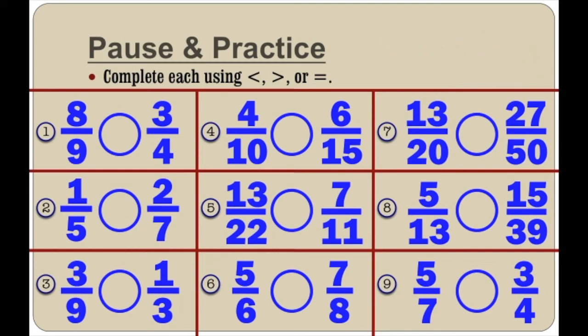Okay, so let's take a look at our answers. Number 1 is greater than. Number 2 is less than. Number 3 is equal to. Number 4 is equal to. Number 5 is less than. Number 6 is less than. Number 7 is greater than. Number 8 is equal to. And number 9 is less than.